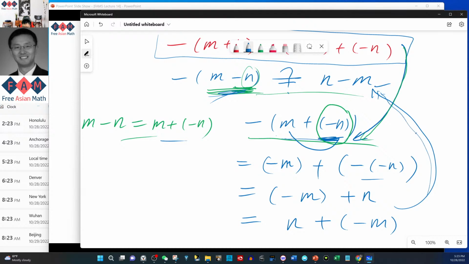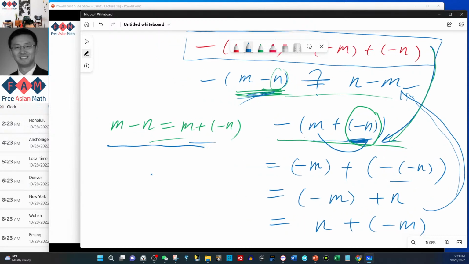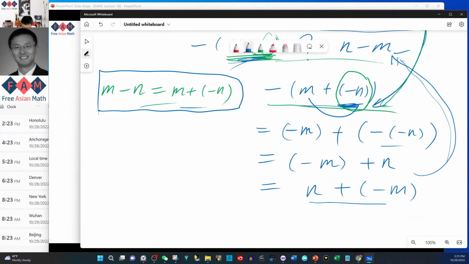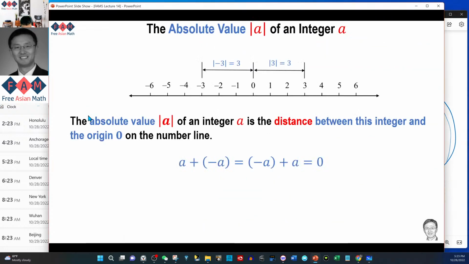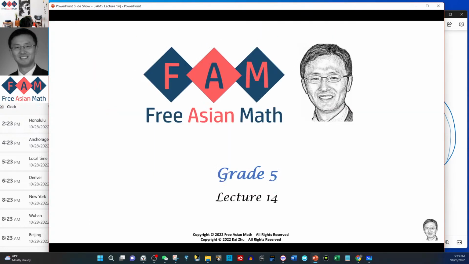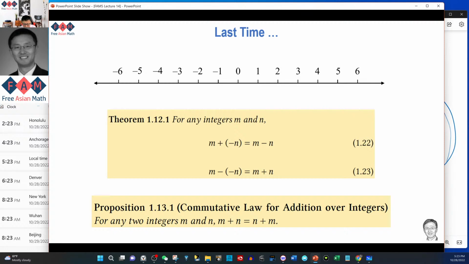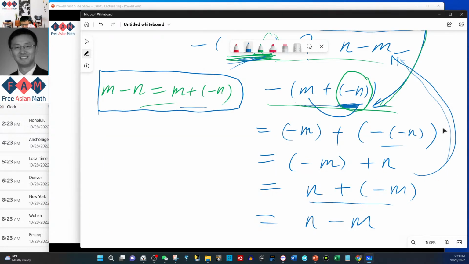And what do we need to make the final push? That's once again this result right here. We proved it last time. Once again, this is just a result that we have already developed. So from n plus negative m, this is just n minus m. This is just a result we proved last time, remember? If you need a reminder, it's right there. Last time, m plus negative n, or plus the negation of n, is just m minus n. Isn't that interesting? That's exactly what we have here.